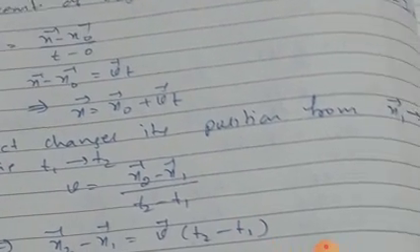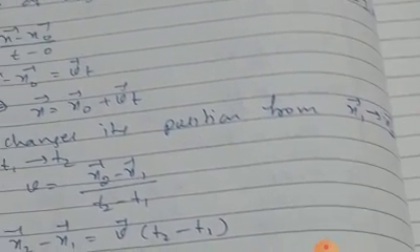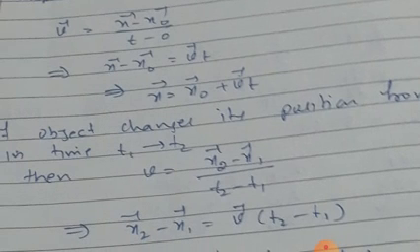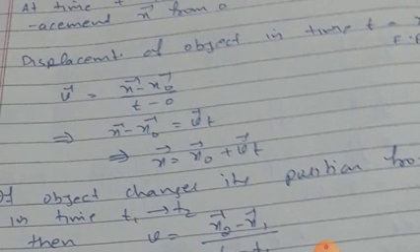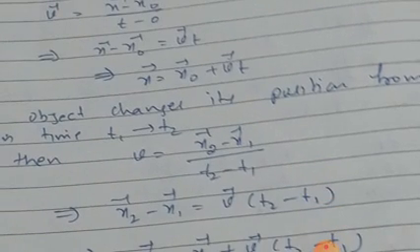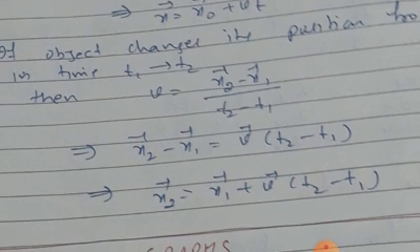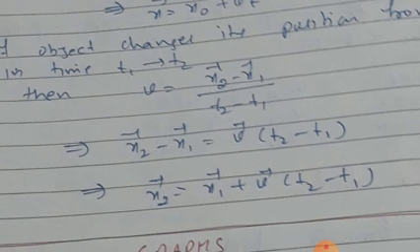Suppose the object changes its position from x1 to x2 in time t1 to t2, then how will this equation become? v is equal to x2 minus x1 upon t2 minus t1. So x2 minus x1 is equal to v times t2 minus t1, or x2 is equal to x1 plus v into t2 minus t1. Means again we can find the new displacement, provided we know the value of initial displacement, its velocity, and how much time is taken by the object during its motion.